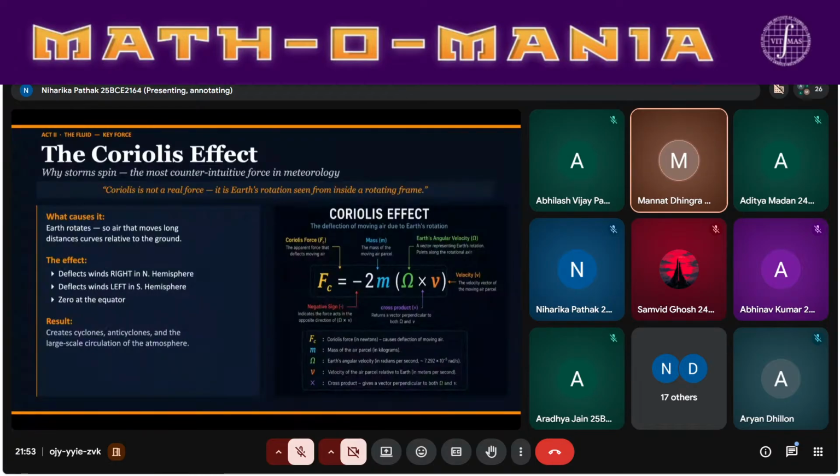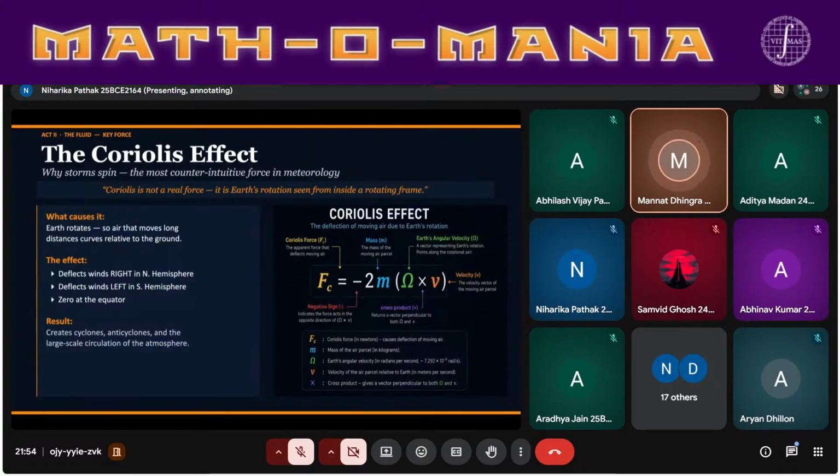So again, the unit of Coriolis force is newtons. The unit of mass m is kg. The value of Earth's angular velocity, or omega, is 7.292 times 10 to the power minus 5 radians per second. And the velocity vector's unit is meter per second, as we know, right? And there's one line that I've mentioned.